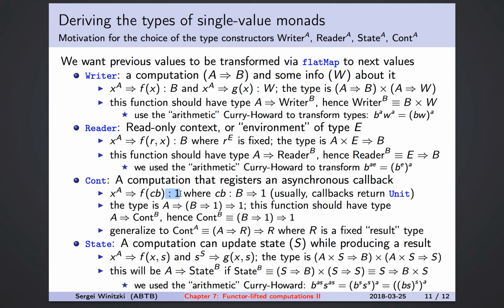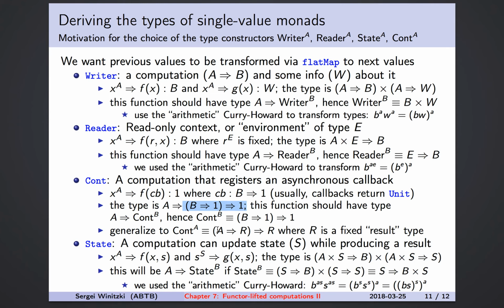Well, it could return a different type, let's say indicating some error in registering the callback. But let's suppose for simplicity it returns unit. So the callback is of this type, because usually callbacks also return unit. So what is the type of this elementary step? The type is this. It's from A to a function f that takes a callback and returns unit. So if this function had type a to cont b, we would be able to use it in a flatMap. Well, this is clear. Cont b must be this.